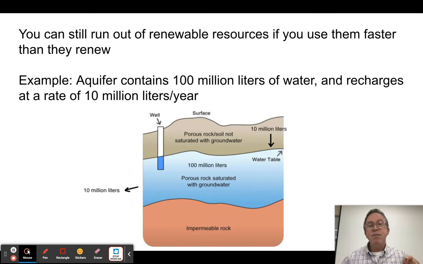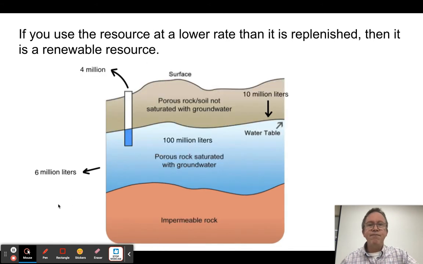Now, the thing is, some renewable resources, if they're overexploited, they become non-renewable. A classic example would be an aquifer. So let's just say I have an aquifer. It contains 100 million liters of water, and it recharges itself at a rate of 10 million liters per year. Okay, so 10 million liters come in, and 10 million liters flow out of it. It's basically a renewable resource. Now, I put a well in and I pump out 4 million liters a year. Well, 10 million liters come in, I pump out 4 million, 6 million liters flow into the river or lake. Hey, you know what? I can just do this forever.